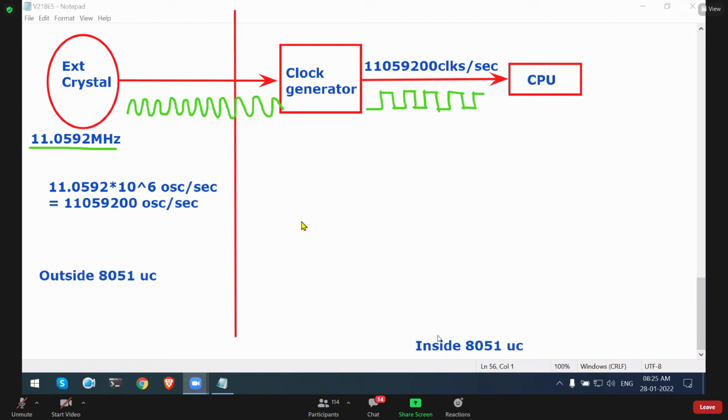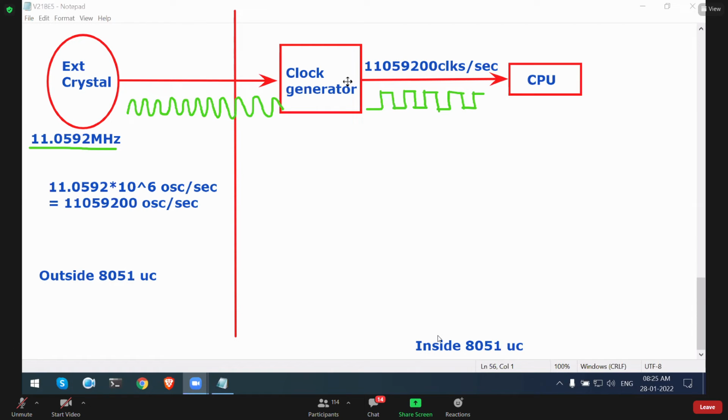The question is, do we need to connect an external crystal while programming in the lab? No, this crystal is already connected on the microcontroller board. When you buy a vector board, or a board from outside, or online, you will get this external crystal oscillator on the board itself. So no need to connect an external crystal while programming.